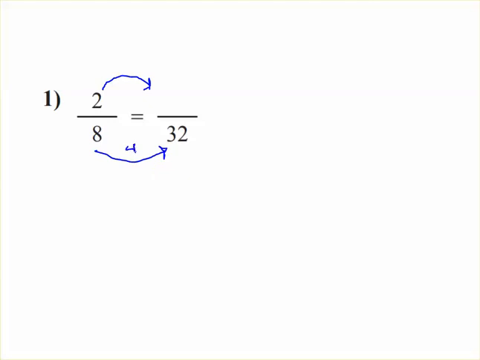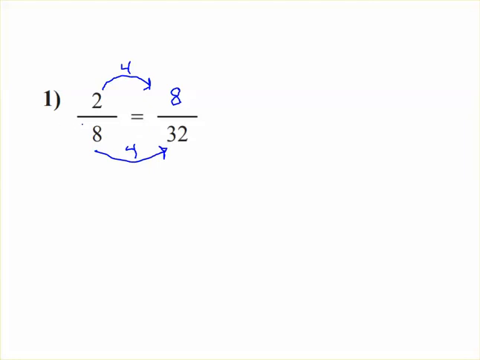Right, it's a 4, right? 8 times 4 equals 32. Well, if you did that for the denominator, then you can do that for the numerator also. If you used a 4 downstairs, use a 4 upstairs. 8 times 4 is 32. 2 times 4 is 8. Okay? So right now we have 2 equivalent fractions.